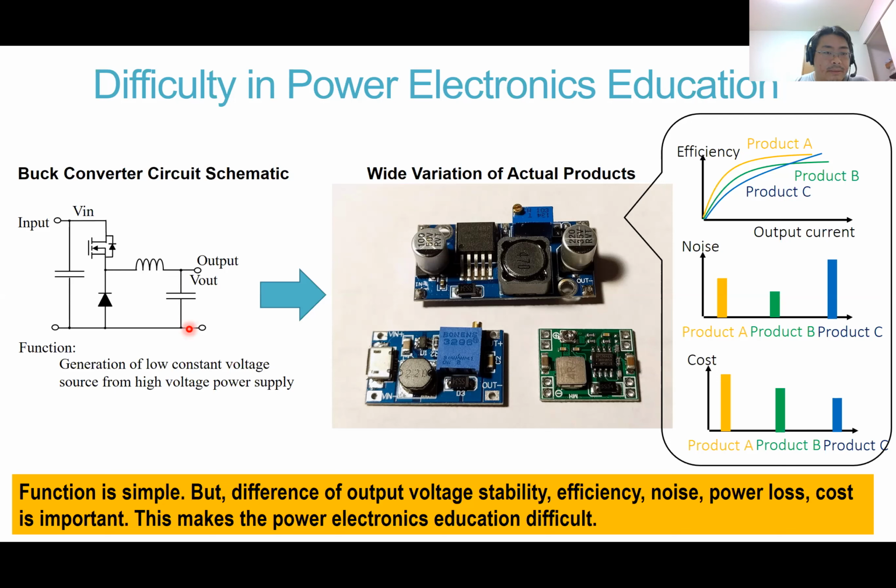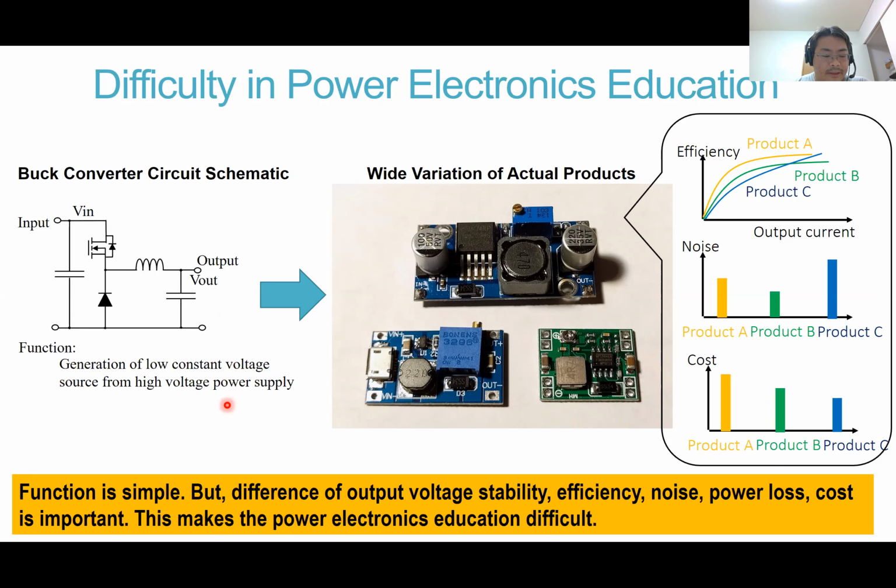Here you can see the buck converter. This is a very simple, basic power conversion circuit. And the function of this buck converter is very simple, because the function is generation of a low constant voltage source from a high voltage power supply. That's all.